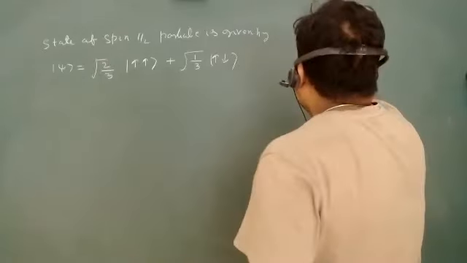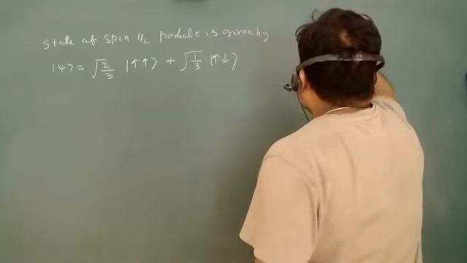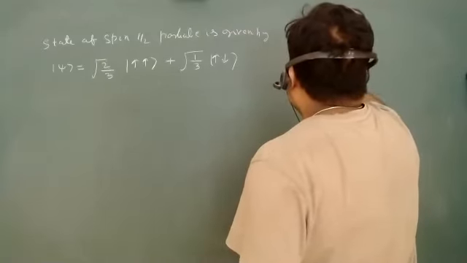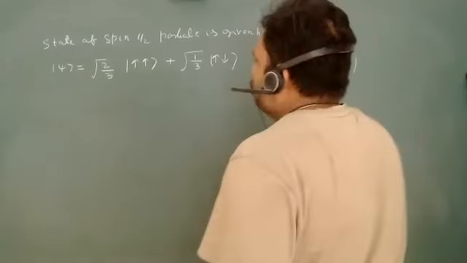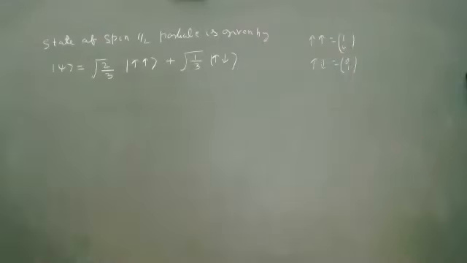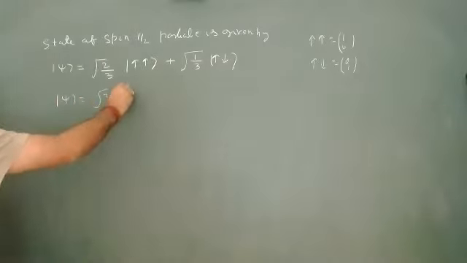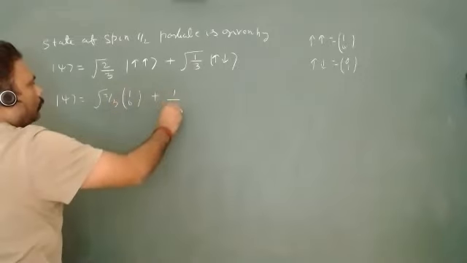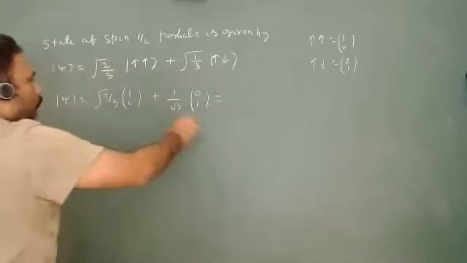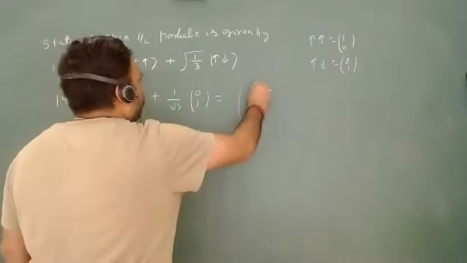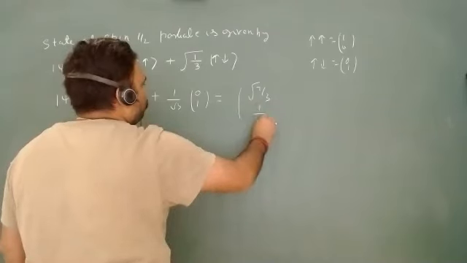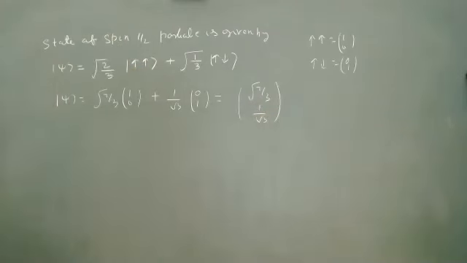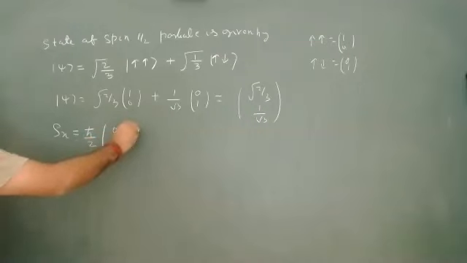So we know that up is (1 0) and down is (0 1). So this psi is nothing but √(2/3) (1 0) plus 1/√3 (0 1). So I have written this psi in the form of a matrix. Okay, and we know what my Sx is in matrix form. Sx is ħ/2 times (0 1; 1 0).